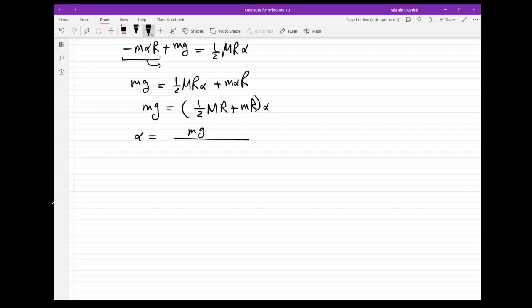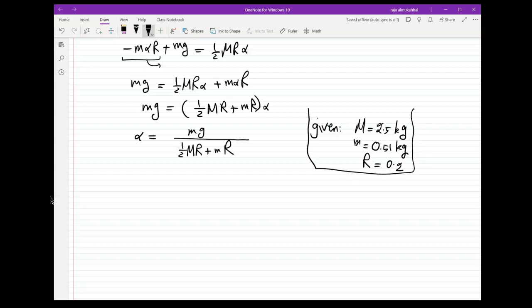And that will give me mg over 1/2 big M big R plus small m big R. By the way, there is some data that I forgot to give you. Given, it's in my notes, big M is equal to 2.5 kilograms, small m is given to us as 0.51 kilograms, and the radius of the pulley is 0.2 meters. All right, this is given to us, so I have all of that and I can just plug it right in there.